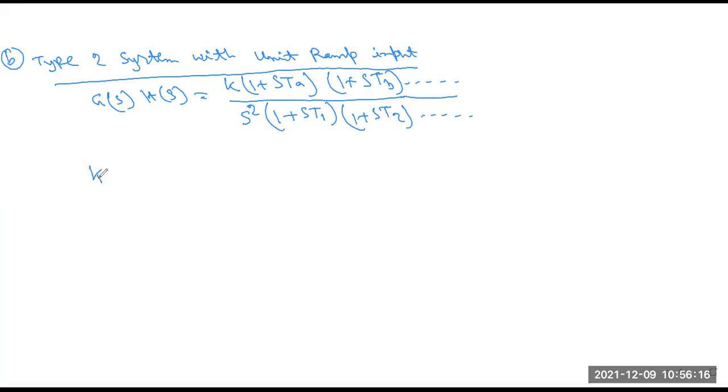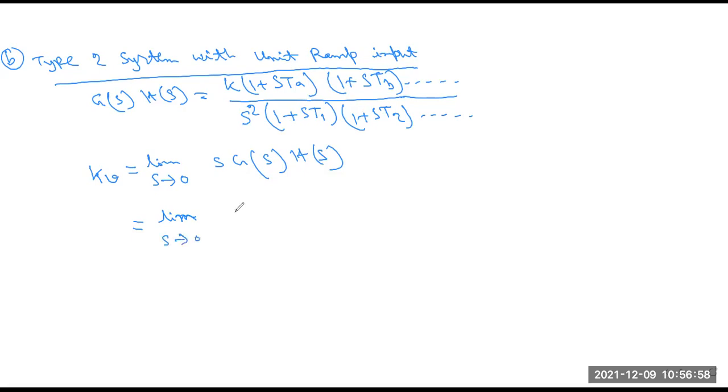We know that the constant is Kv, v for velocity. When the input is a ramp function, you have to consider this for the velocity calculations of the transfer function. So the expression is limit s tends to 0 of s into G(s) into H(s). This is very easy. You have to practice in your room. It is step by step, so you have to easily understand and remember these terms also.